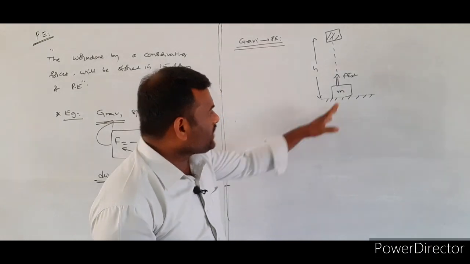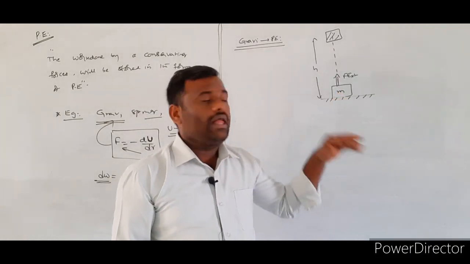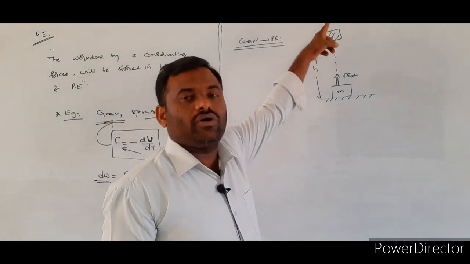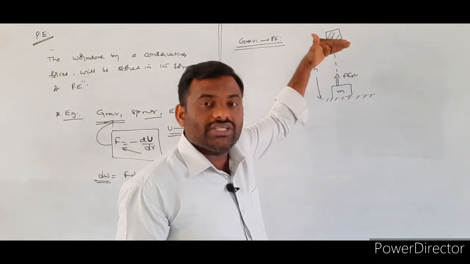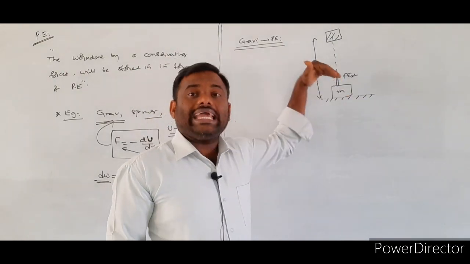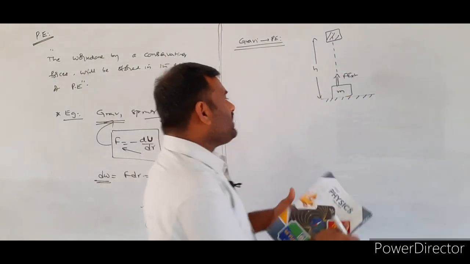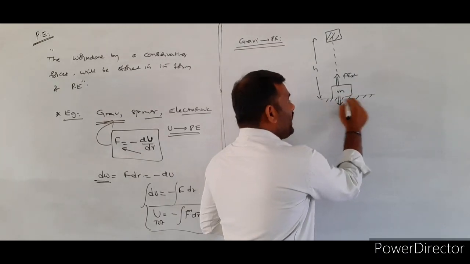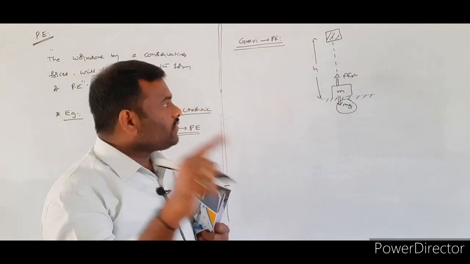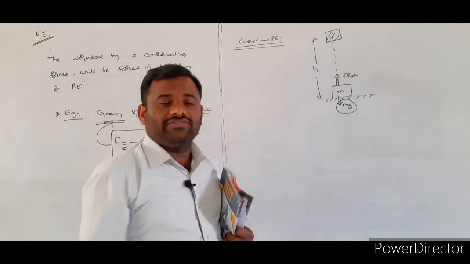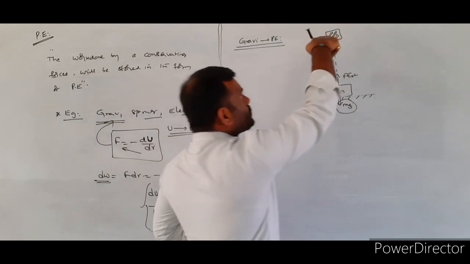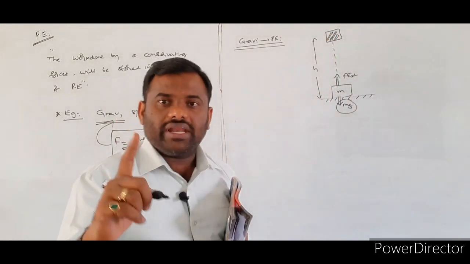Once again, the block is placed on the horizontal surface. By applying some external force, this block is lifted to a height of small h. For that purpose, we are doing some external work against the gravitational field. Why? The gravitational field acts in the downward direction, so you have to do the work against gravity. Whatever work is done by the external force will be stored in this body in the form of gravitational potential energy.